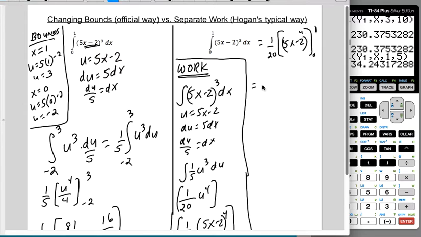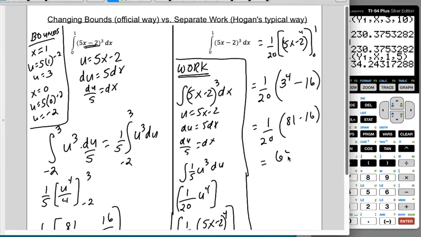So then I plug in and get that this is 1/20th, right? When I plug in 1, I end up getting 3 to the 4th, because that's what we'd get if we plug in a 1. Minus when I plug in 0, I get negative 2 to the 4th, which is 16, right? So I get 1/20 times 81 minus 16. So I get 65/20, which simplifies to 13/4. Same answer.